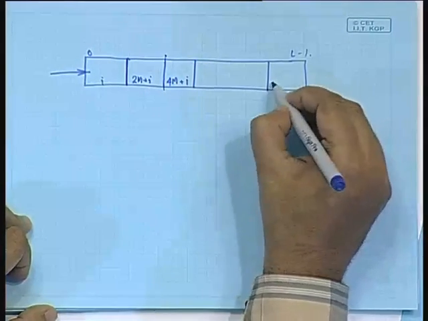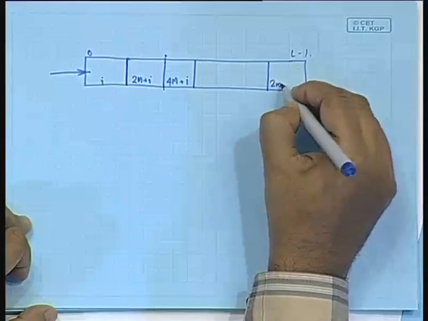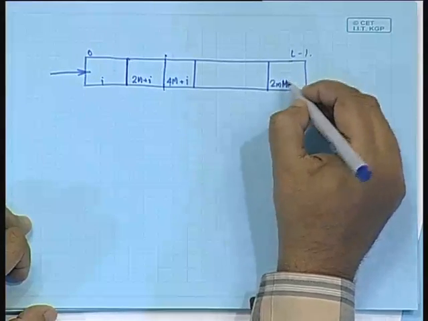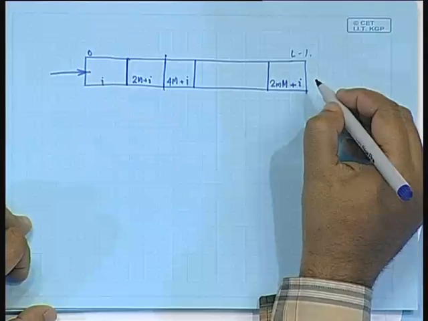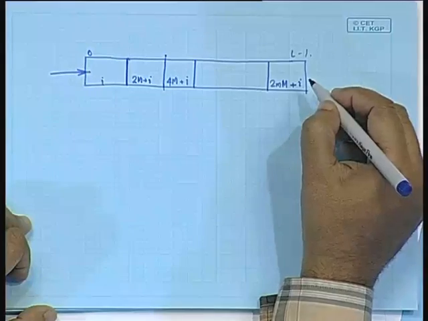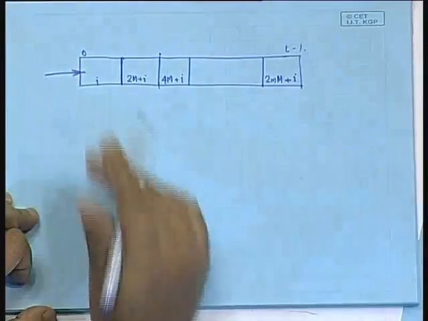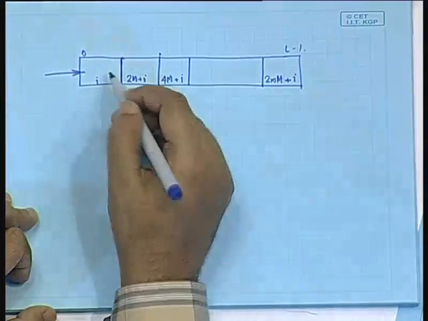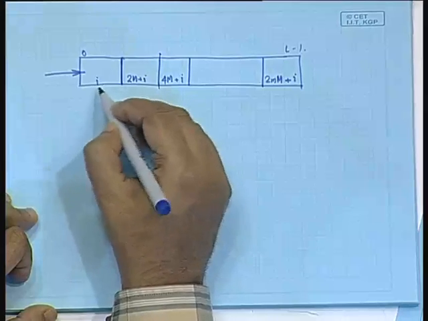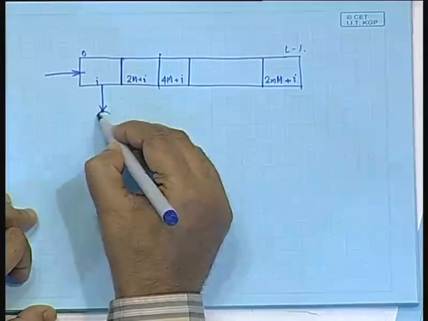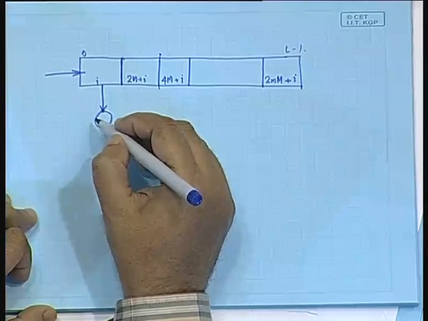So, the last one will be 2 small m capital M plus i. This is going to be the index of the samples in the last buffer, and then what we have to do is multiply this by h(n). So, to do the multiplication by h(n), any doubts or difficulties?